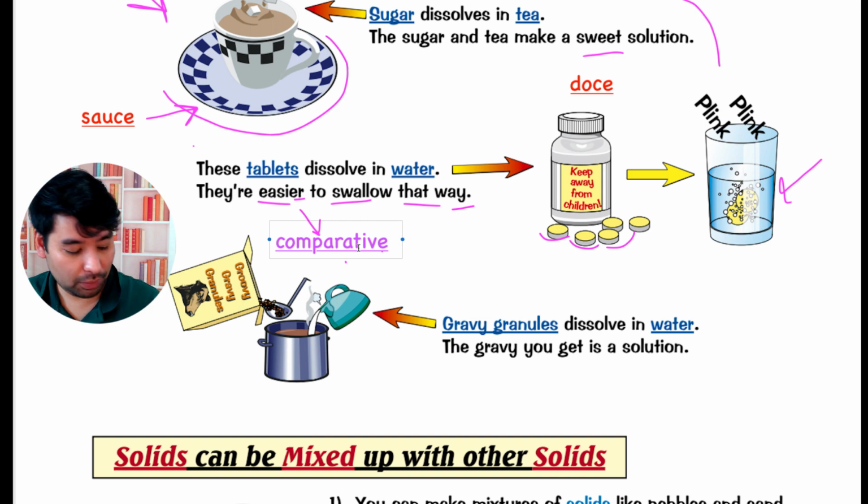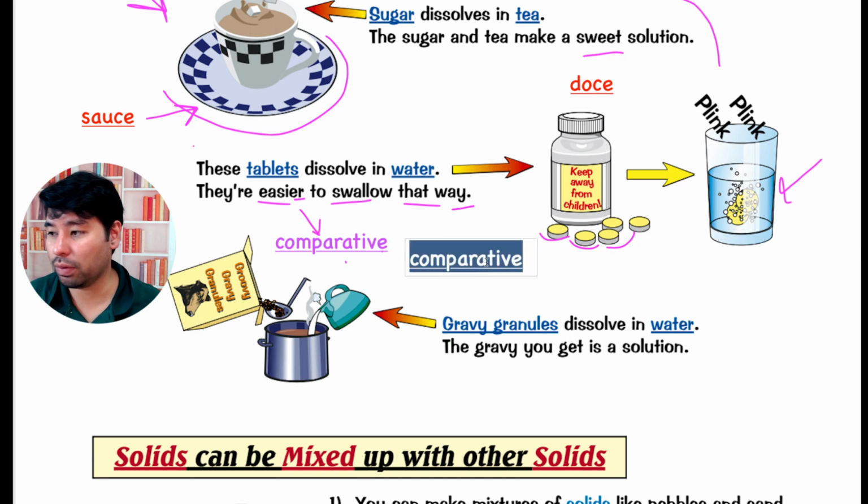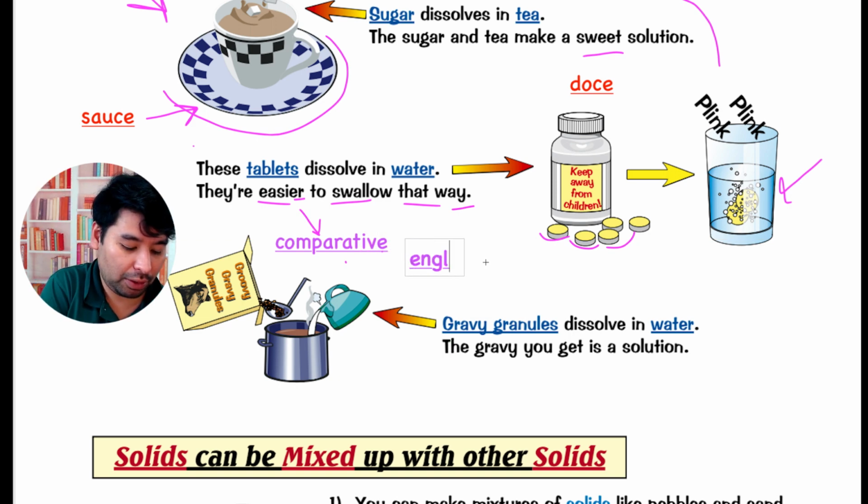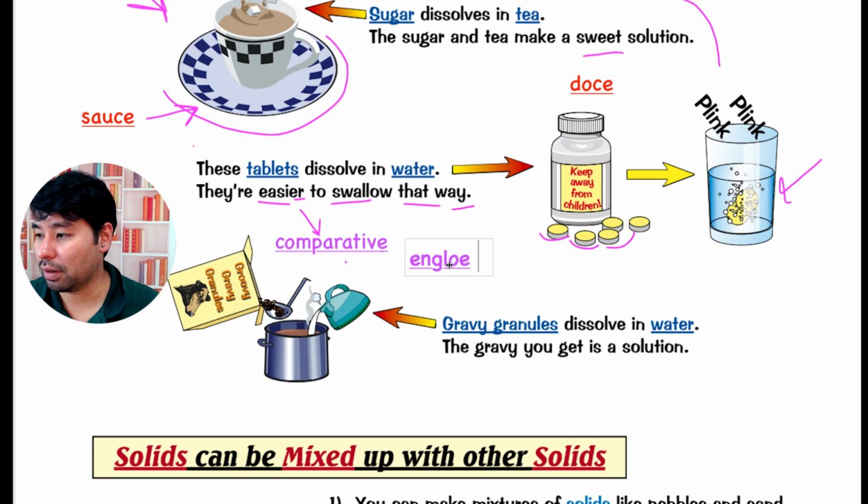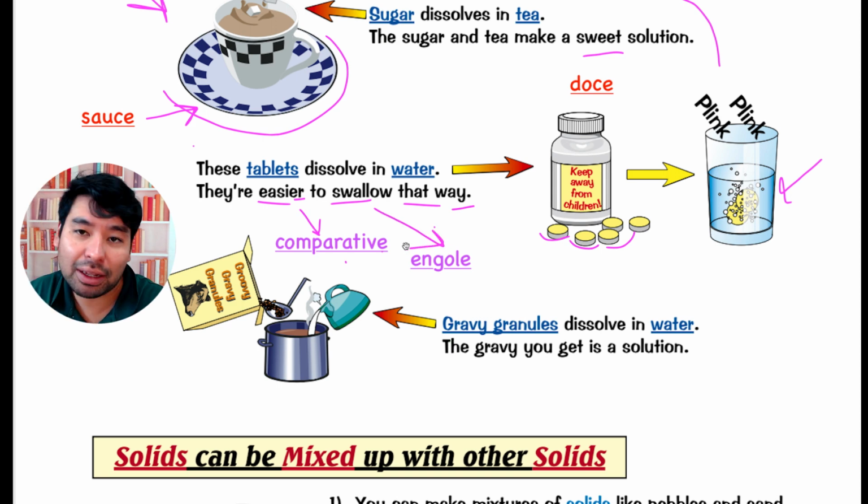Swallow, yeah, that's a good word, right? Swallow means quando você engole, ok? Let me correct that. É o ato de engolir, okay? So if you swallow, you engole, okay? That way, dessa maneira. So that is the meaning. So that's why we have here, keep away from children, for sure, yeah?